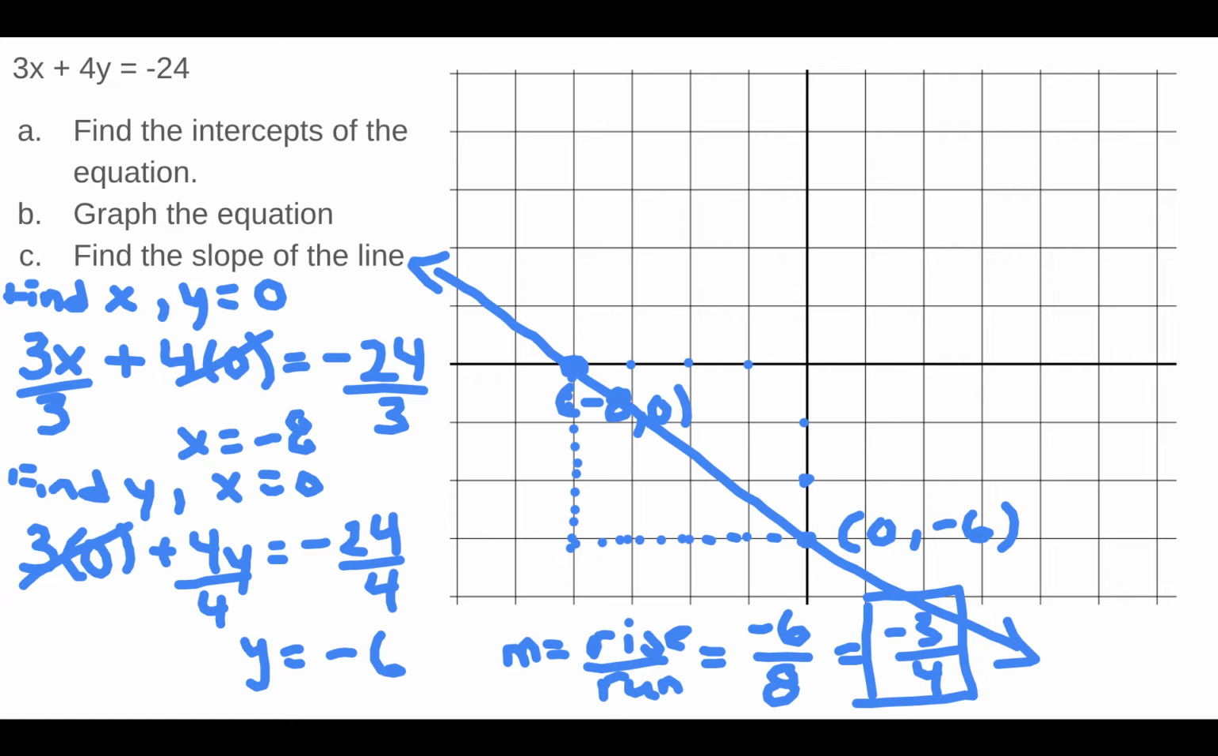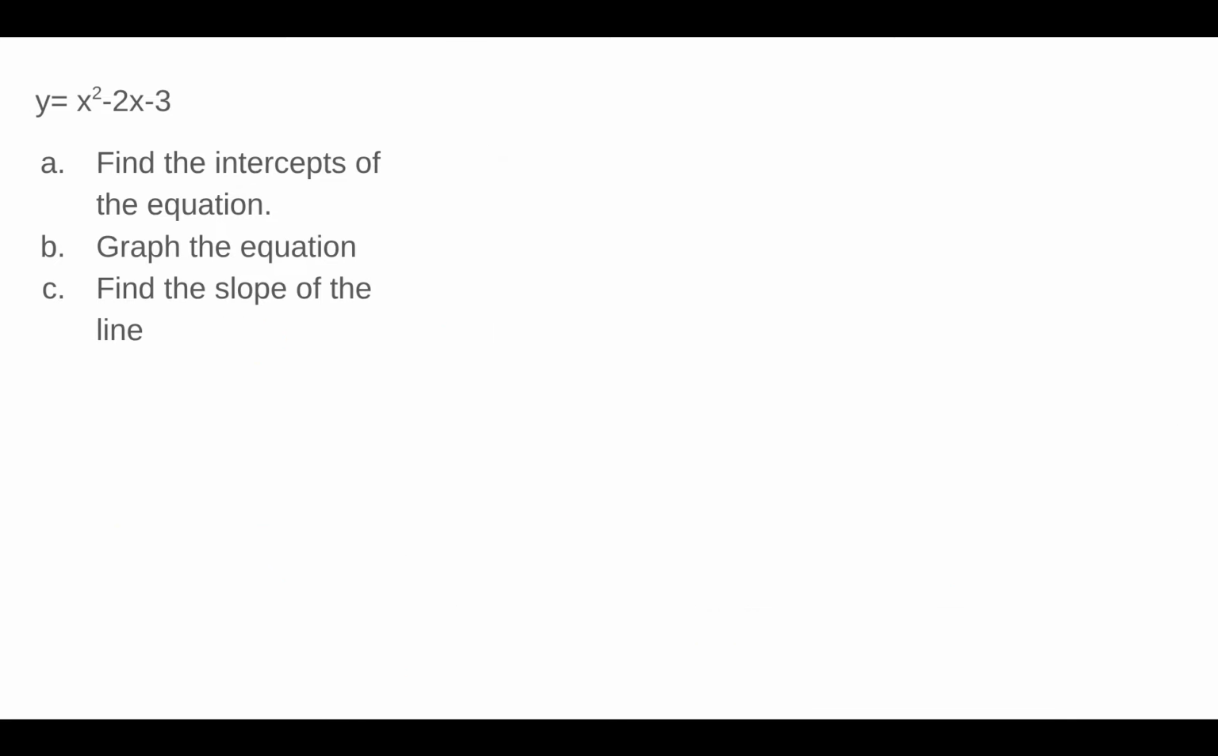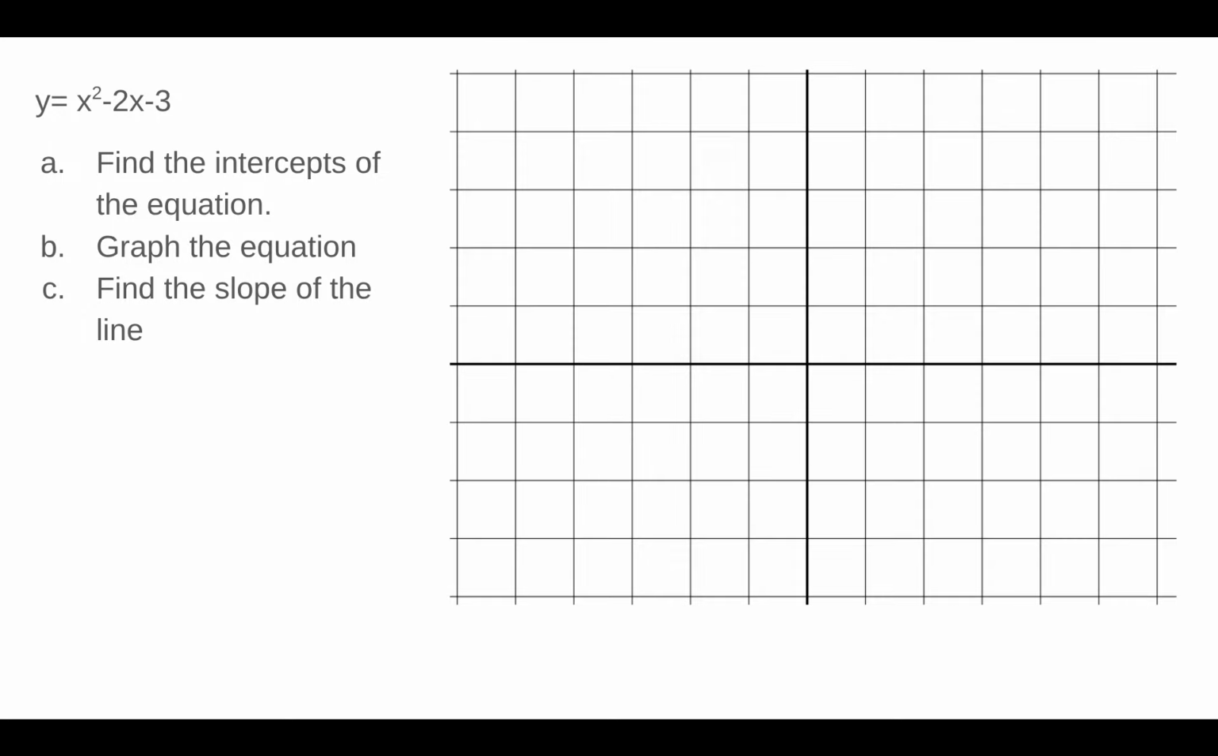So there we have our first example, more at the intro level, where you can find your intercepts, graph your intercepts, and then use your graph to find your slope, just looking at rise over run. Now, the next example I have is a little bit harder. This I would say is your intermediate level, because now we have a quadratic equation.